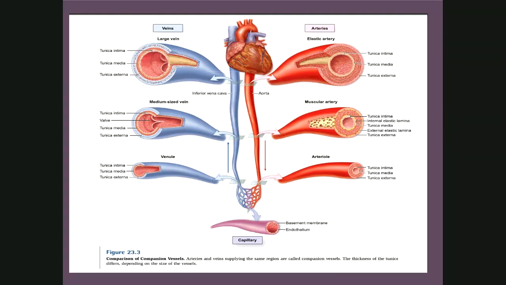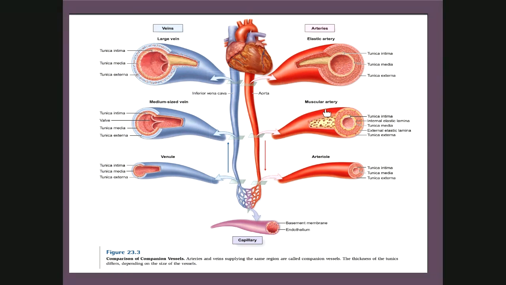So let's look at this image here. We can see the elastic arteries, which are the largest arteries, and how they compare to the other vessels. Very large tunica media, tunica externa, and they're overall pretty large. And then these extend into muscular arteries.